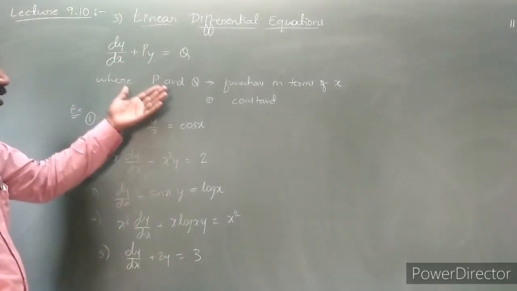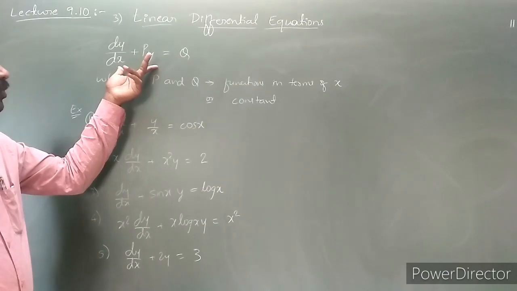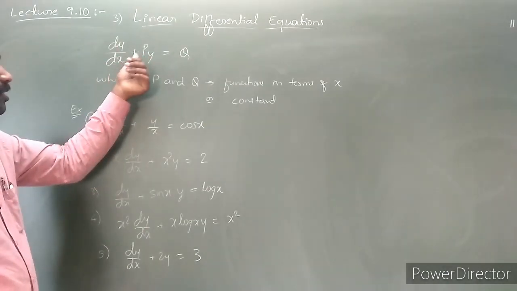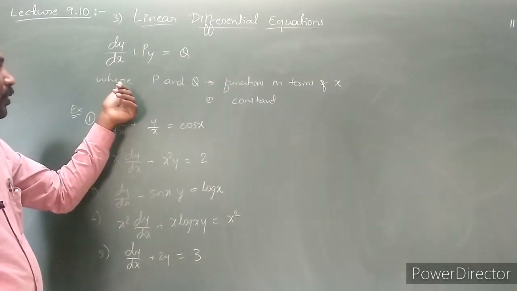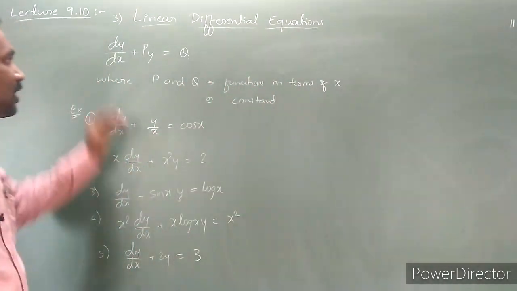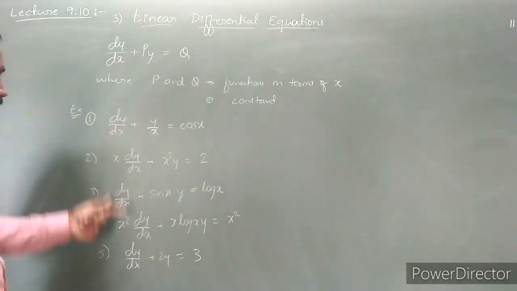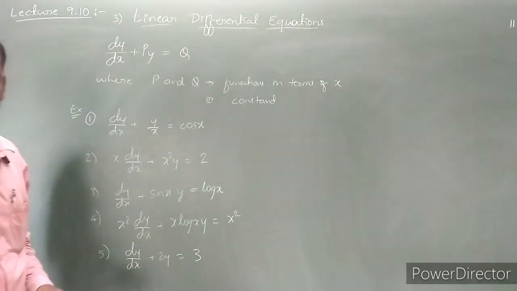Just write the definition and take an example. A differential equation which is of the form dy by dx plus py is equal to q, where p and q are functions in terms of x or a constant, is called a linear differential equation. These are the examples.